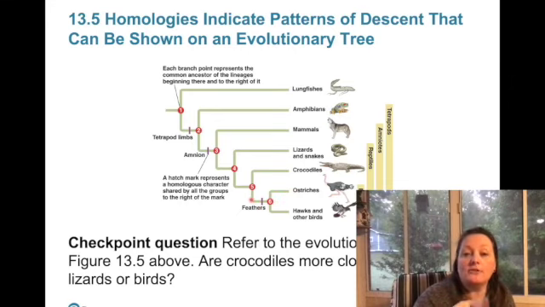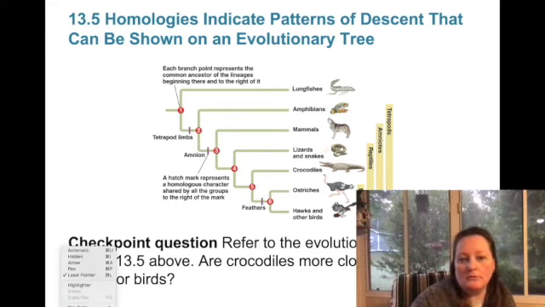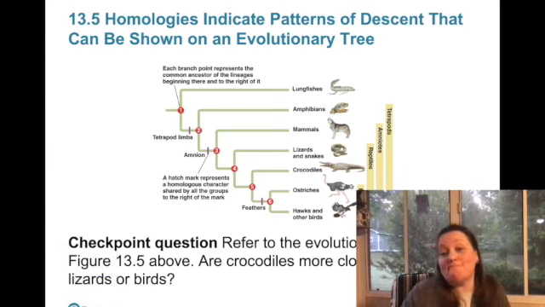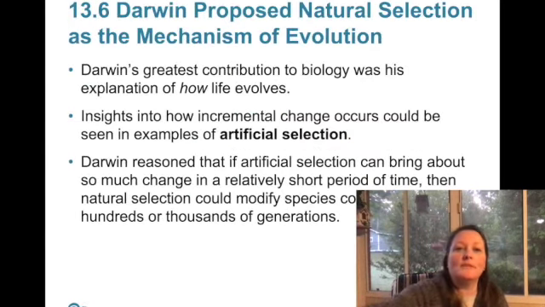But to answer the checkpoint question, the way you use this tree is here's the common ancestor. So the birds have a common ancestor with the crocodiles. That means crocodiles are more closely related to birds than they are to lizards. Isn't that bizarre? Because you would just assume lizards, but nope. All right.